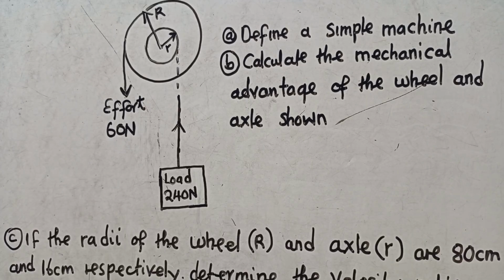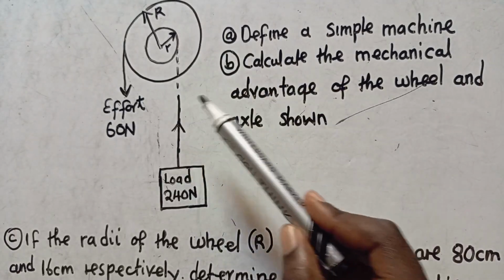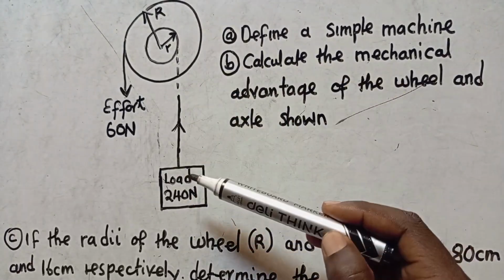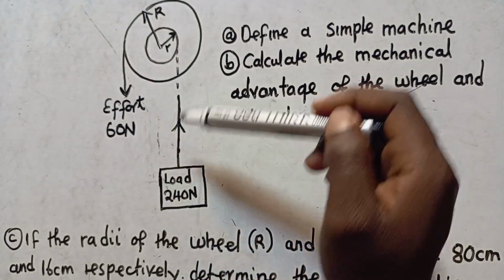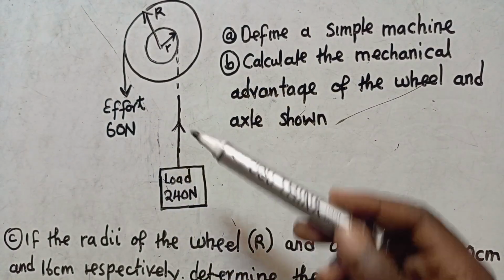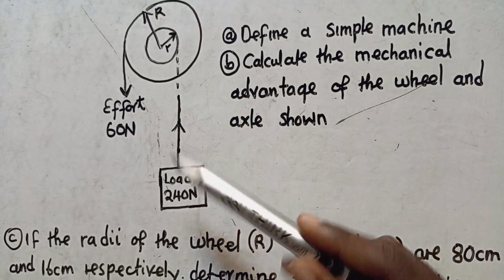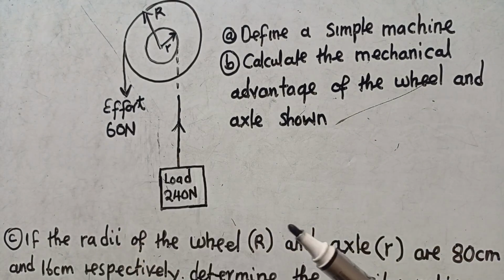So this question, I'm going to answer it, and I'm going to make sure that I teach you how to answer even other questions similar to this one. The first question: this diagram that is here is a simple machine, showing a wheel and the axle for lifting this load by just using that amount of effort. So this is the information that is given.